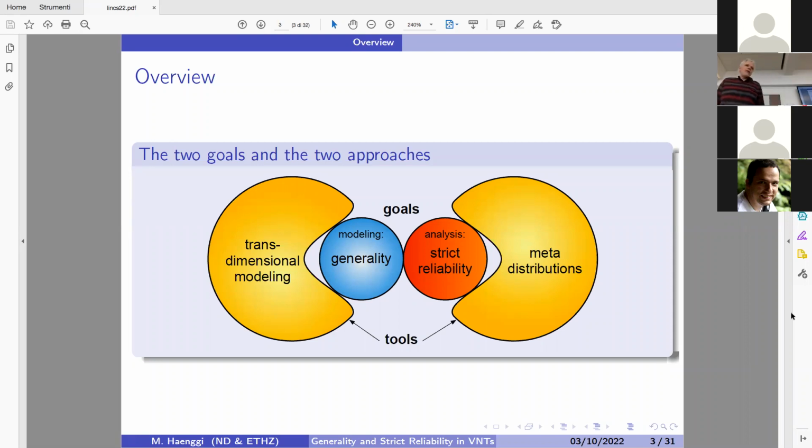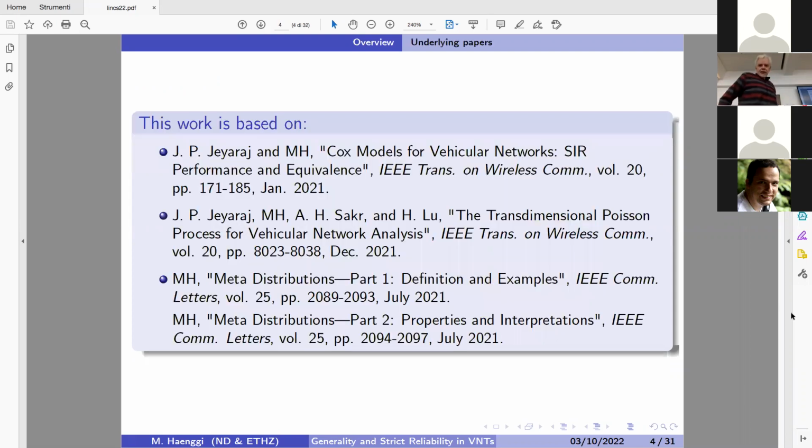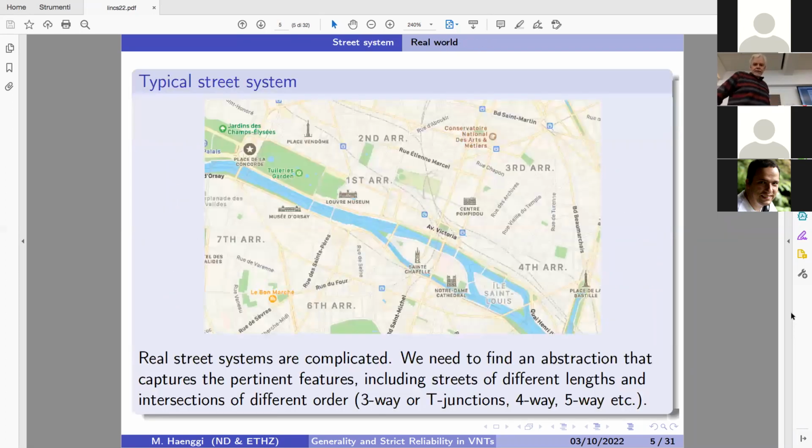And it just so happened, the first time I talked about meta distributions was 7 years ago at another event that Francois organized now at UT Austin. So this work is based on these two papers with Jaya, that appeared last year, plus some background on meta distributions. It's in these two communication letters that also appeared last year.